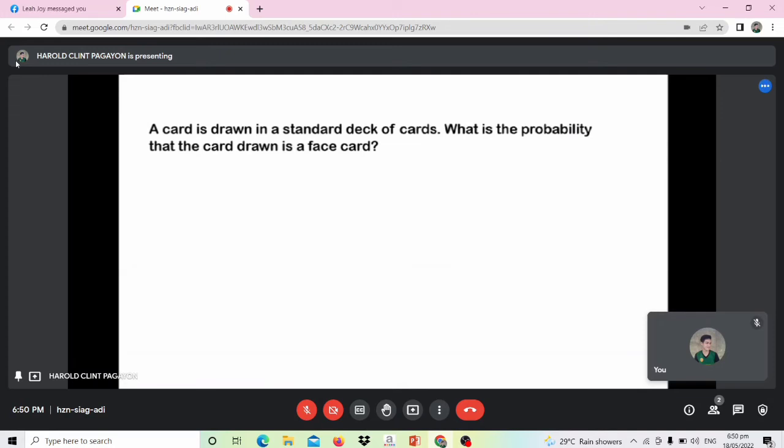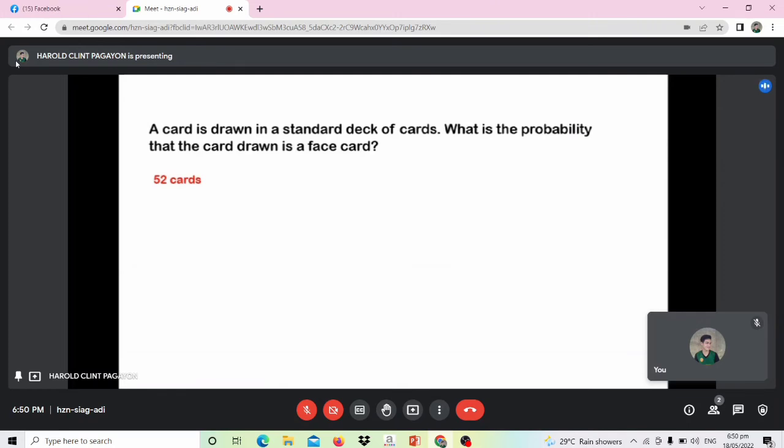Next, we are now at our third and final example. A card is drawn from a standard deck of cards. What is the probability that the card drawn is a face card? So, as we all know, the standard deck of cards has a total of 52 cards.